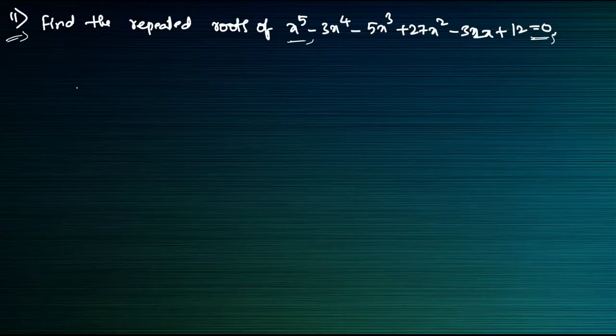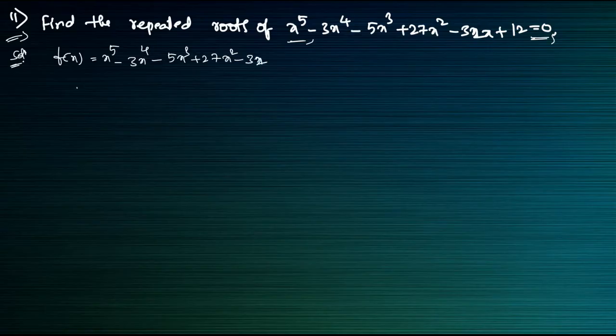This is the big equation, okay. So here, f of x is equal to x to the power of 5 minus 3x to the power of 4 minus 5x cube plus 27x square minus 32x plus 12 is equal to 0. This is a big equation, okay. So first I will do f dash of x of this one, okay.